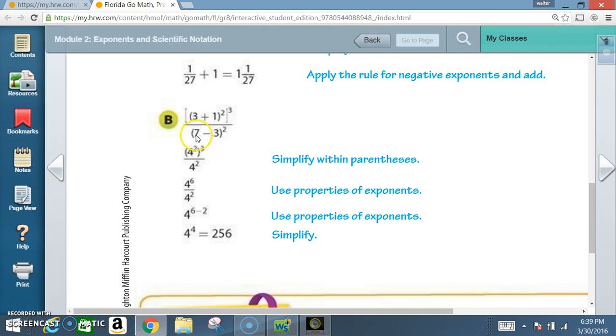I go to the bottom. 7 minus 3 is 4. So that was 7 minus 3 to the 2nd power. So now that means 4 to the 2nd power.